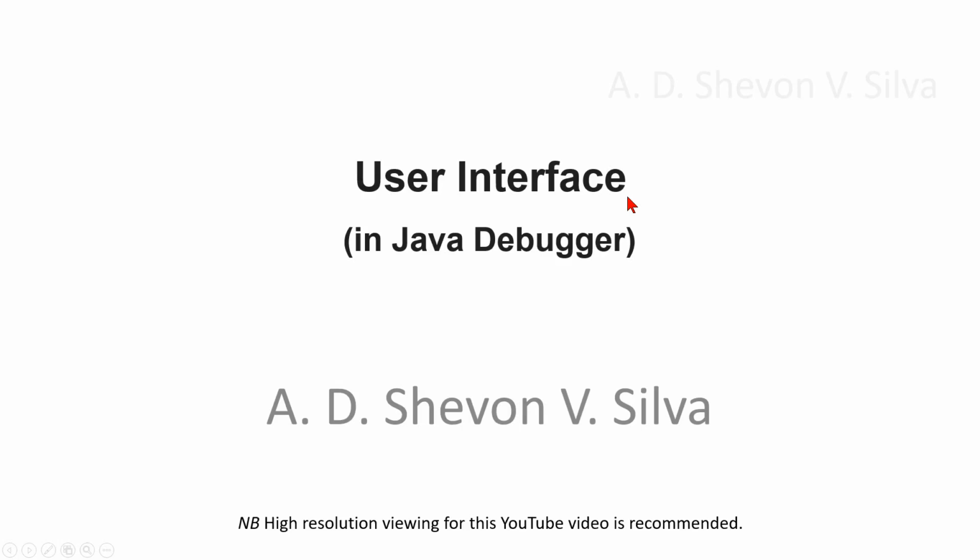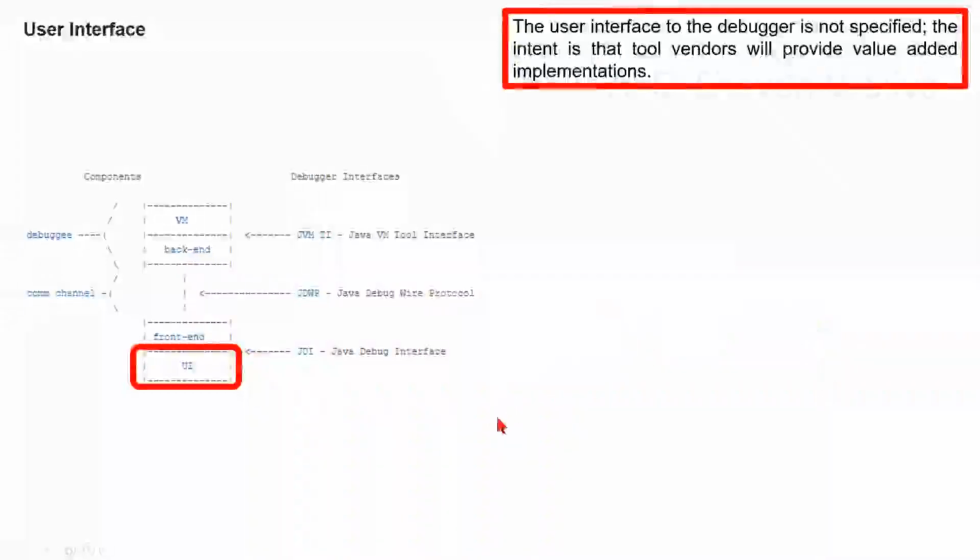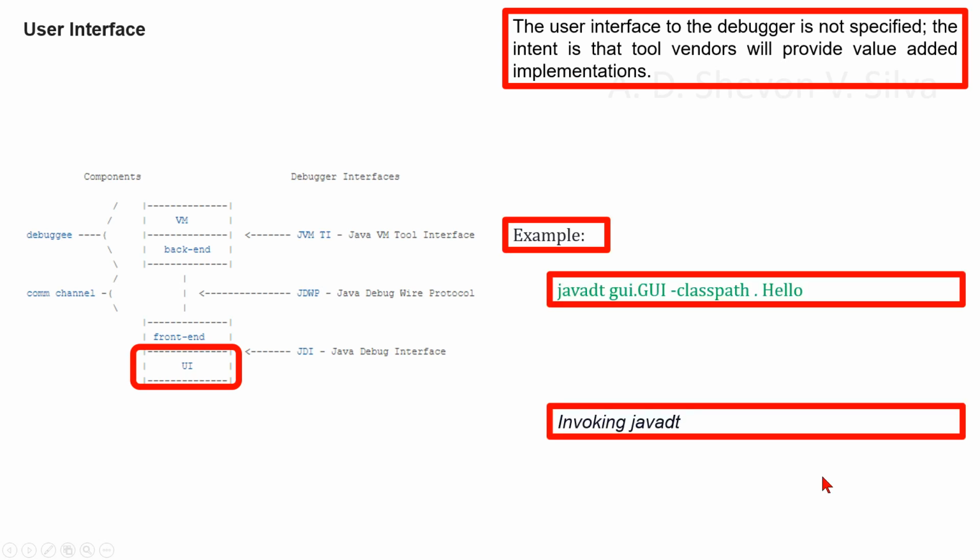User interface in Java Debugger. The user interface to the debugger is not specified. The intent is that tool vendors will provide value-added implementation. As an example, we can consider this one invoking Java DT.